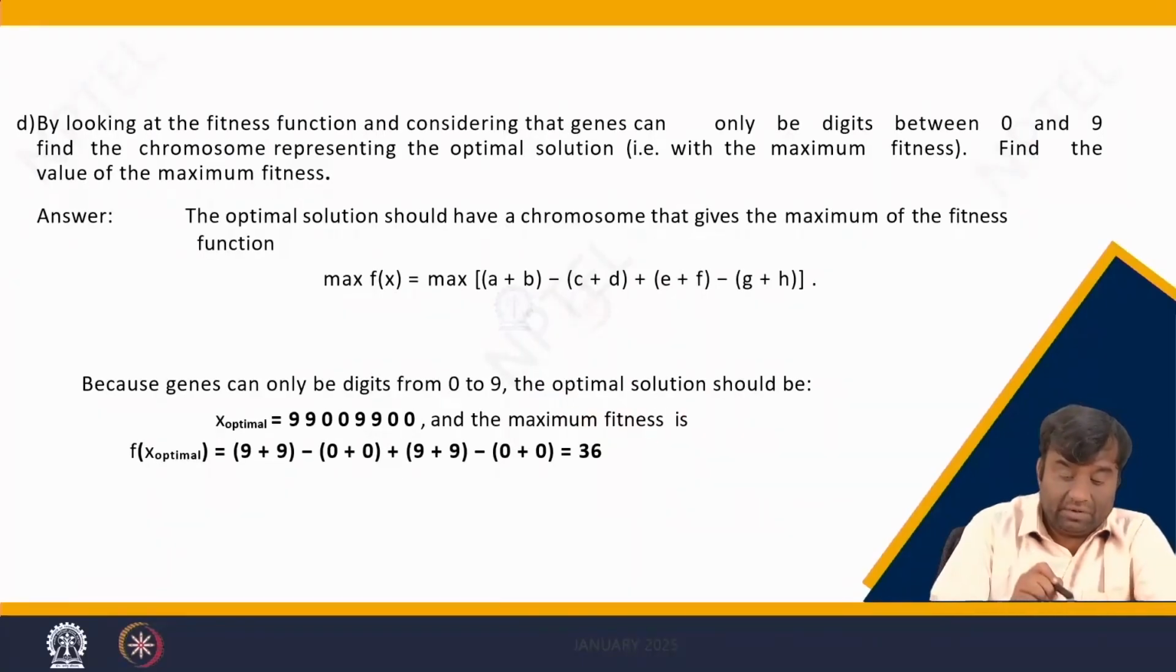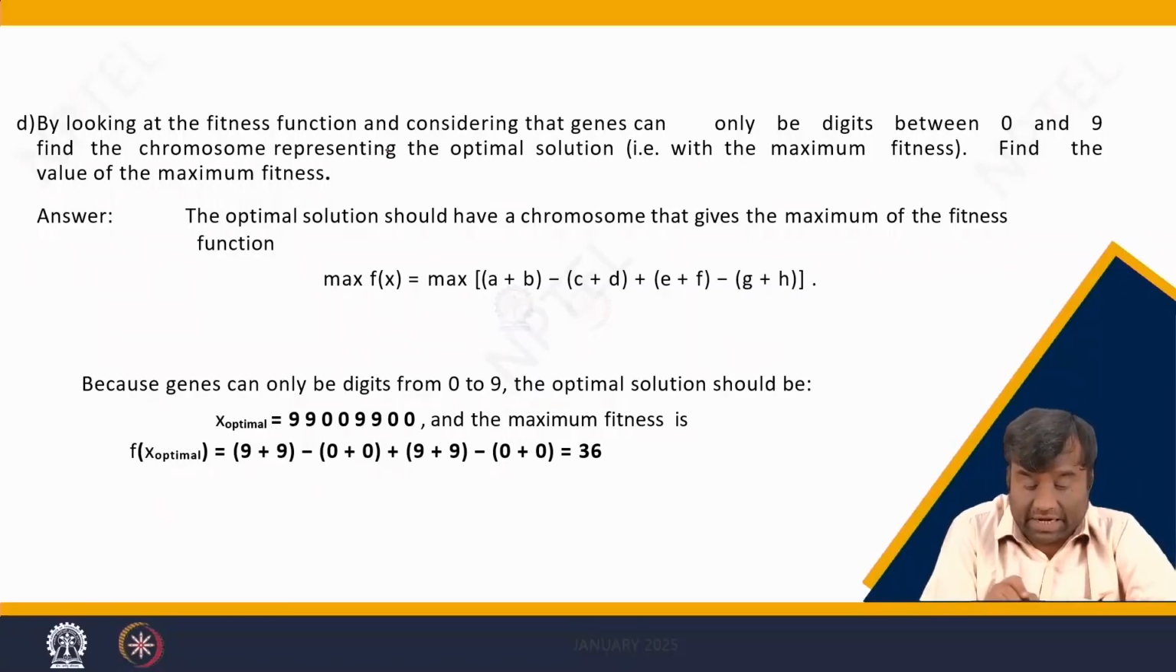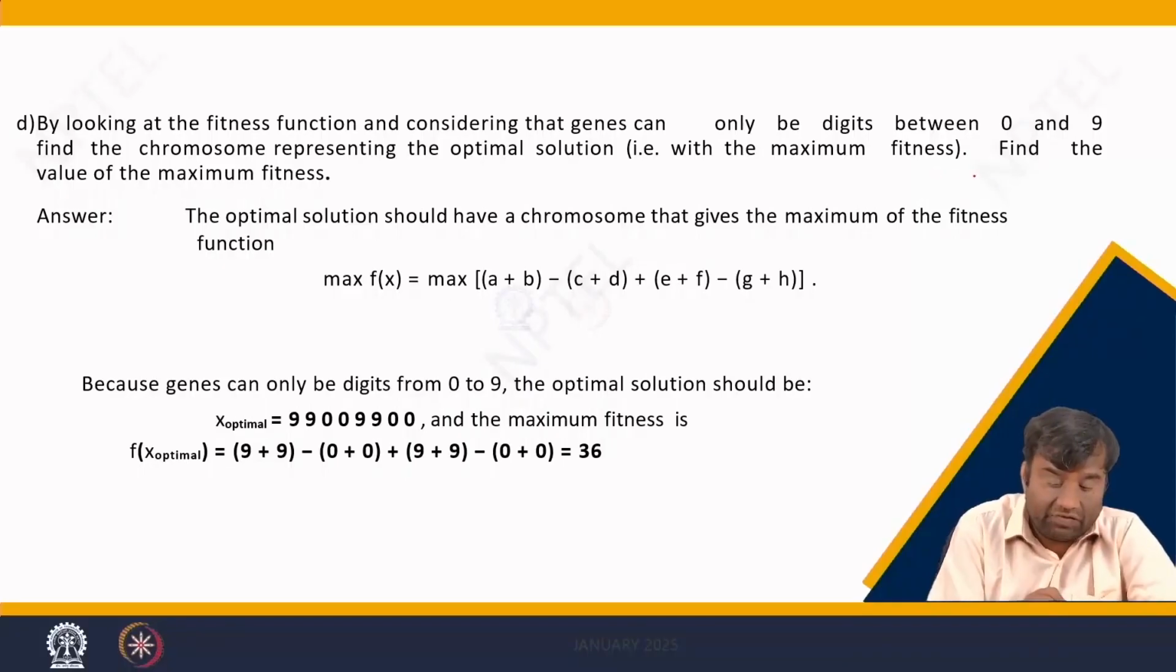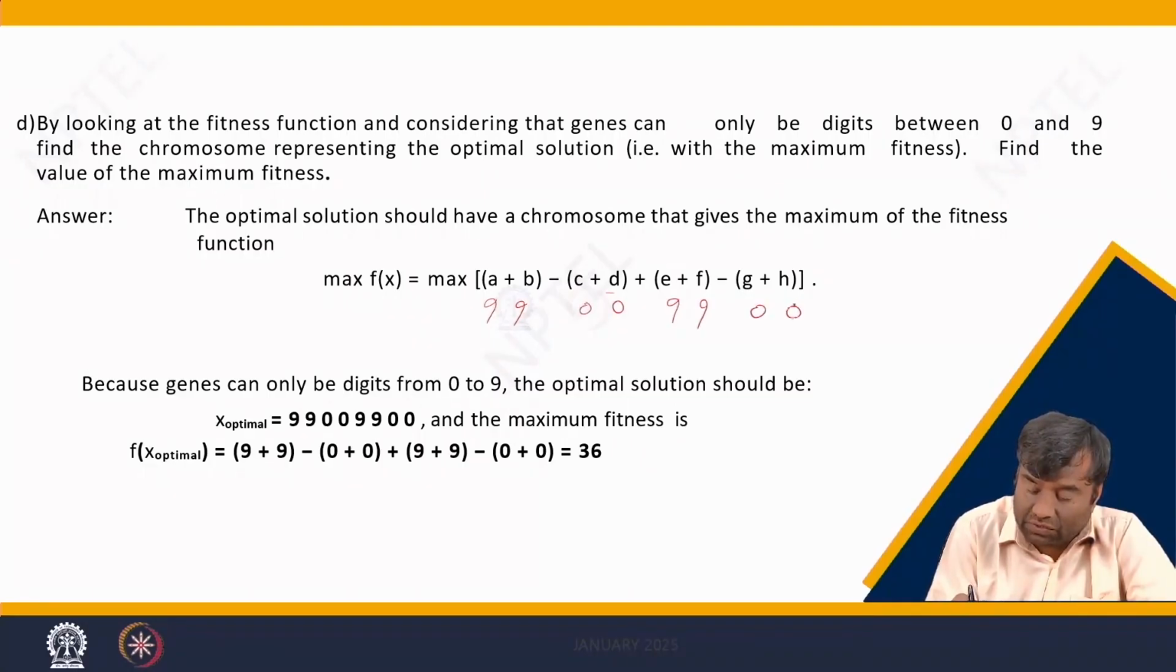So question D is that by looking at the fitness function and considering the genes, can only the digits between 0 and 9 find the chromosome representing the optimal solution, that is, with the maximum fitness? So find the value of the maximum fitness. Where we add it, we take the maximum value, where we subtract, we write 0. So where we add it, that is 9, and where we subtract, we write 0. So 9, 9, 0, 0.